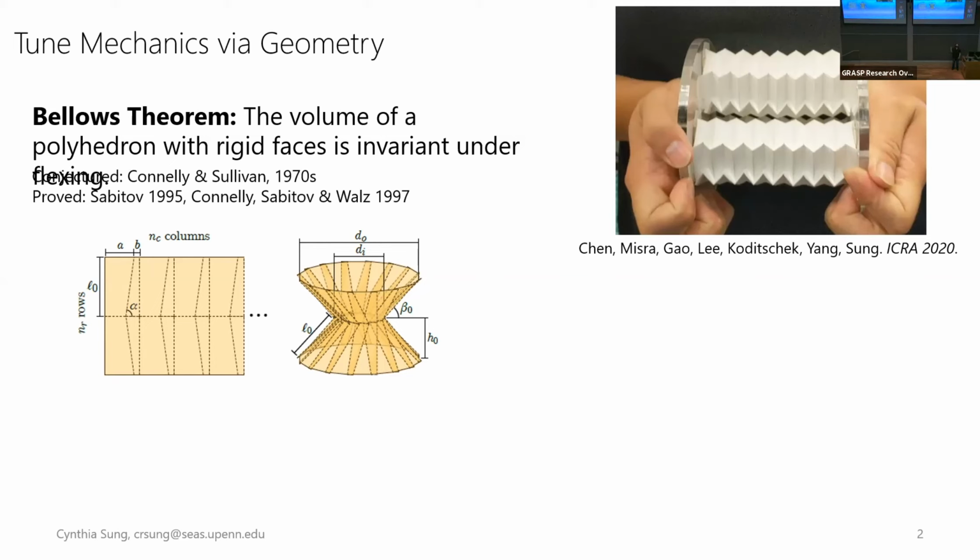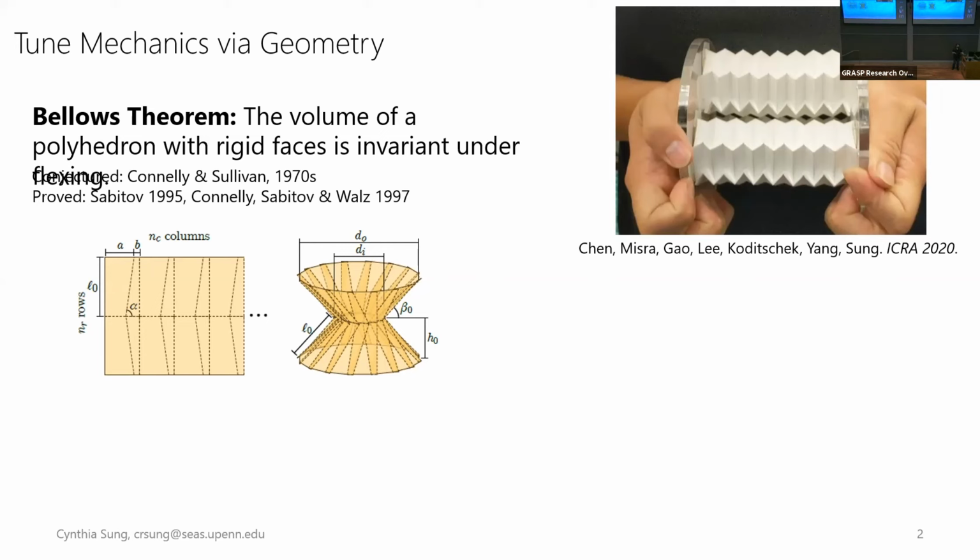And we can make use of that theorem in order to design compliant structures with tunable stiffness. So basically, the amount that the faces have to flex in order to change the volume of the structure gives us a measure of how stiff that structure is going to be.